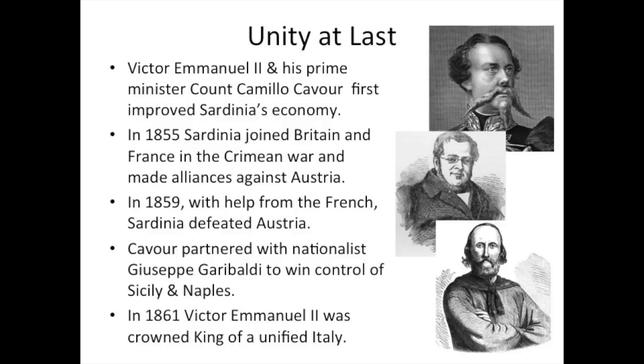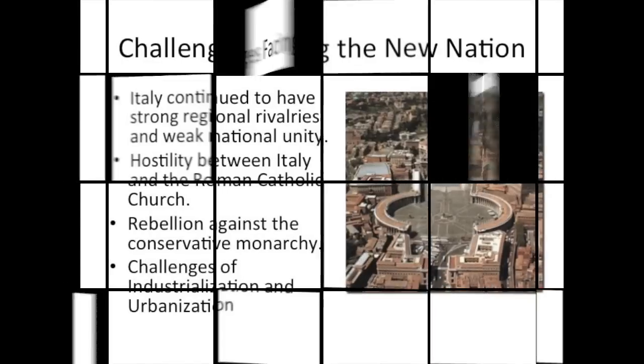Now, this unity was not totally complete. There were still the area of Venetia around Venice and Rome that remained independent. However, shortly after that, there was a deal negotiated that acquired Venice, and we'll talk a little bit in the next section about what happened with Rome.